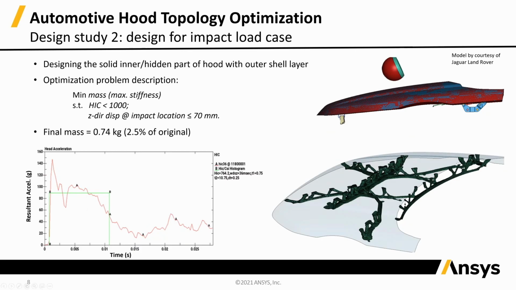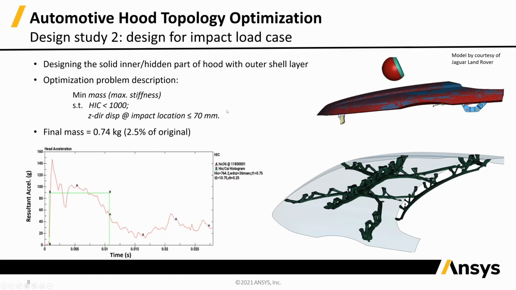The HIC value must be less than 1,000. And then we've got this displacement into the hood. That is just to prevent the person's head hitting the engine block. So you cannot deflect so much that you would hit the engine block. That's what that Z displacement constraint does. And if you do the topology optimization of this, you get the structure shown there.